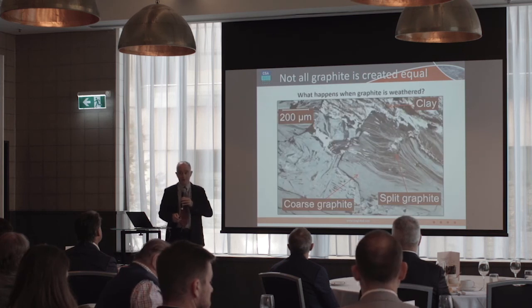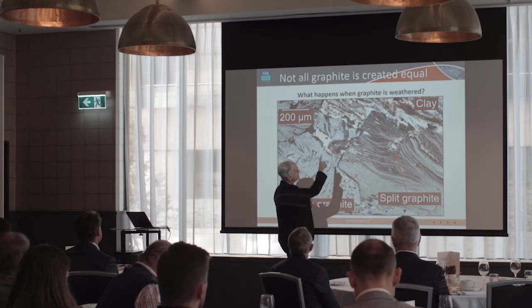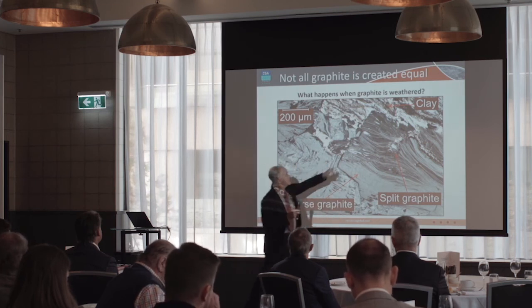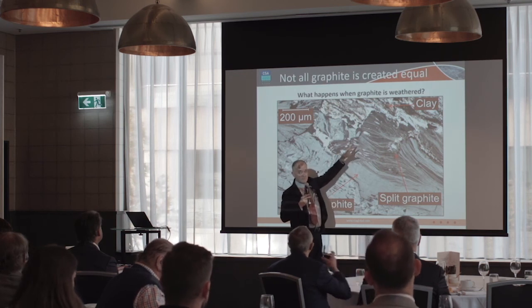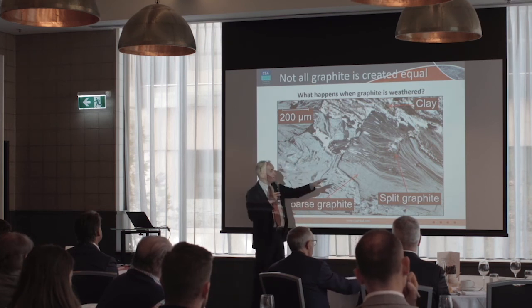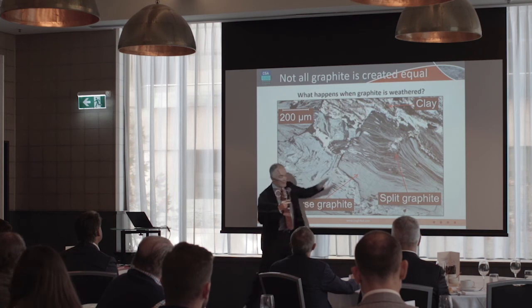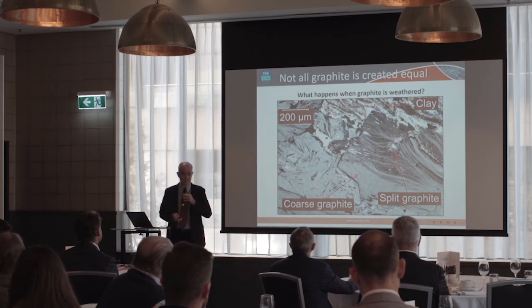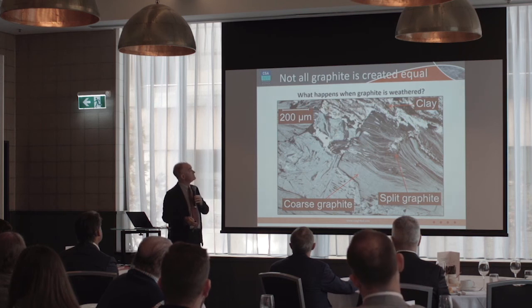And what happens when the graphite is weathered? If we have a look up at the top here, there's clay, and the clay expands, because it's a hydrous mineral, when the feldspar breaks down, and it'll split up the graphite flakes. So that may, in some cases, cause issues with getting a clean product out. Compare it with that nice solid graphite down at the bottom. So weathering can have an impact, good or bad.